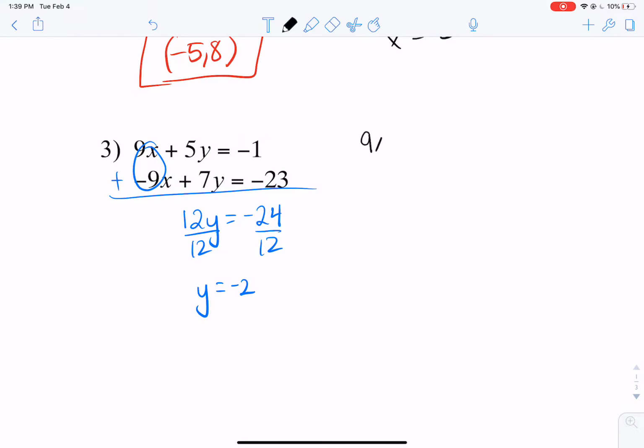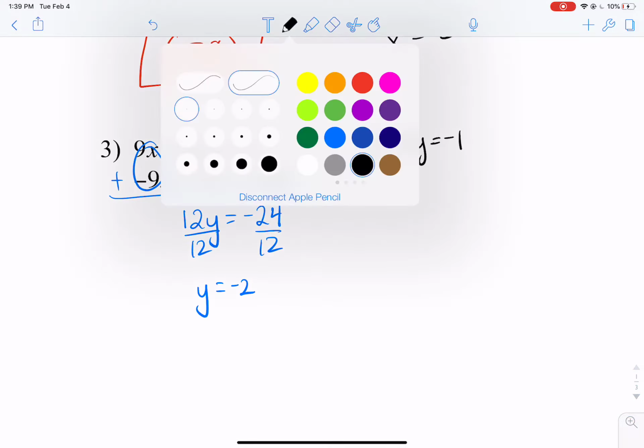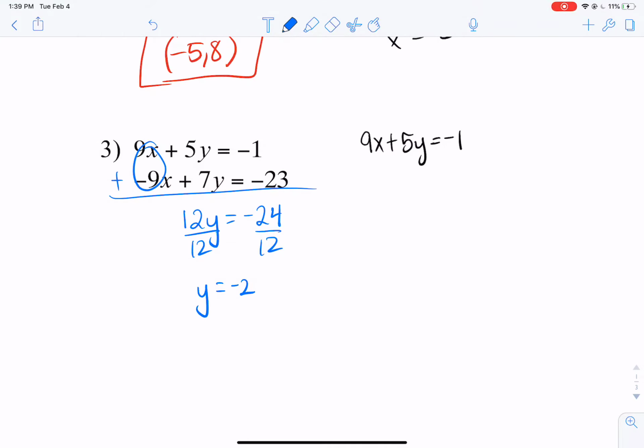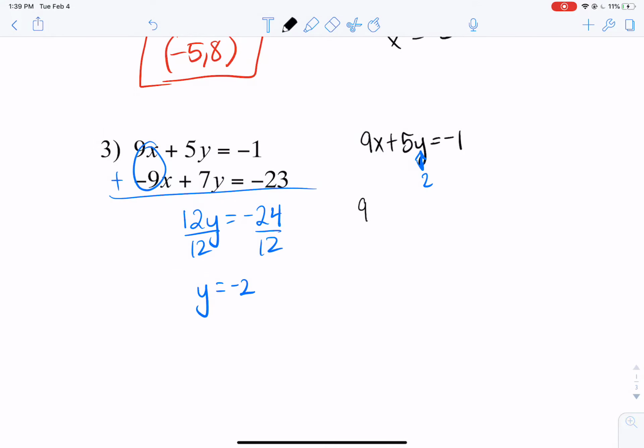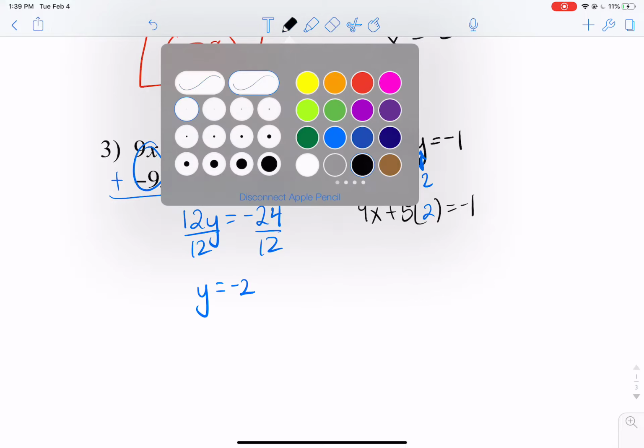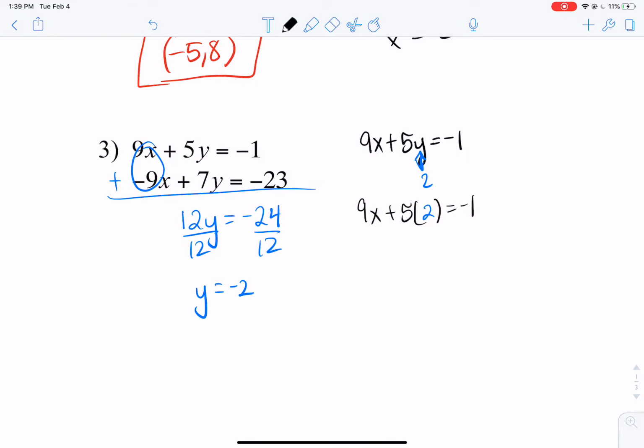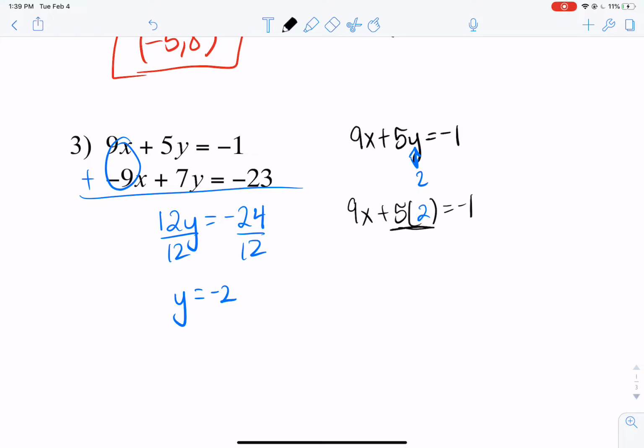Now, to find the x value, again, I usually like picking the top equation. I don't know why, but honestly, it doesn't really make much of a difference. For this y right here, I'm going to plug in the number 2. So 9x plus 5 times the y value, which again is 2, is going to equal negative 1. So we are going to multiply these two numbers. So 9x I'm going to bring down. This multiplies to 10 is equal to negative 1.